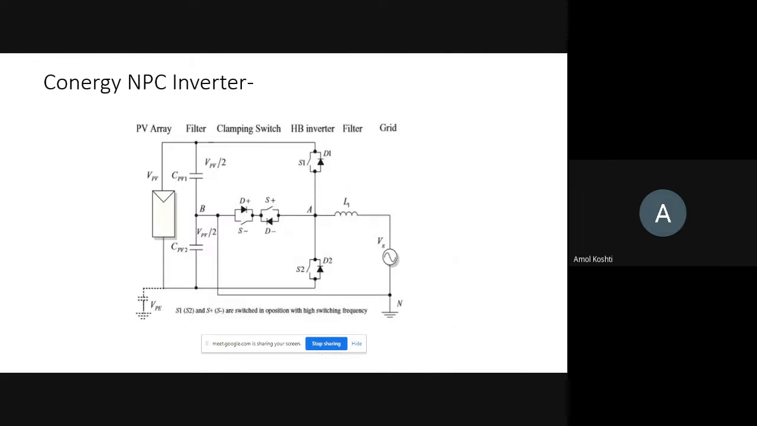Okay, and again output is present. Again, one more company, Coenergy, did some modifications in the neutral point clamp. In previous topologies, we had a modification in the basic H bridge. Now Coenergy did a modification in the neutral point clamp inverter and discovered this topology to produce the multi-level output again.